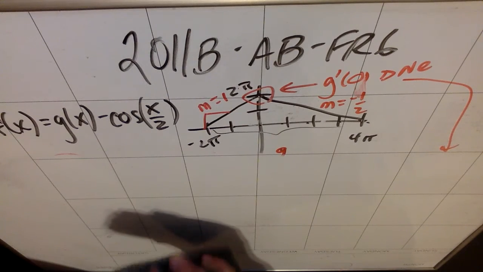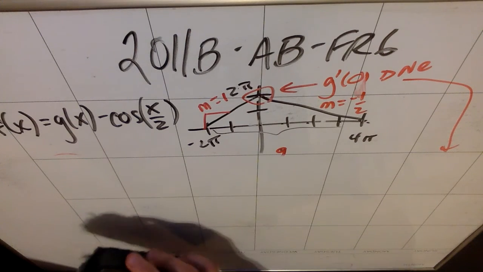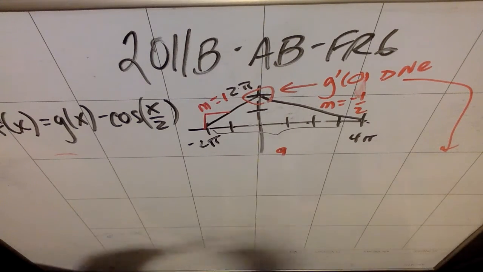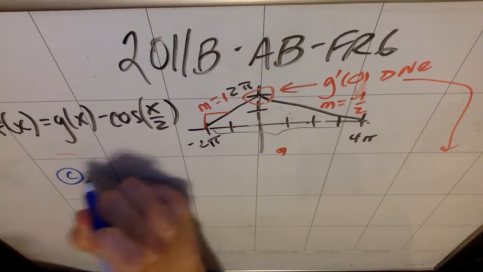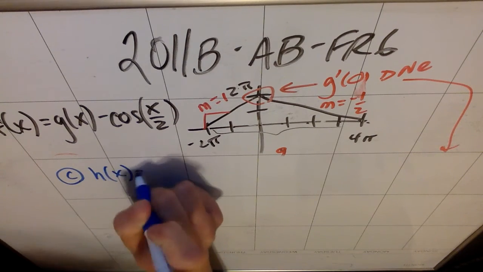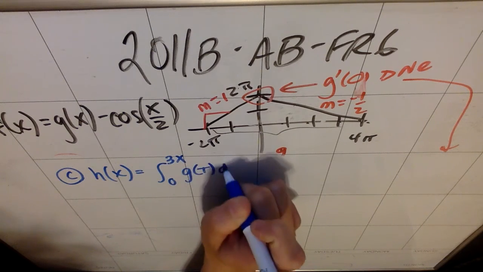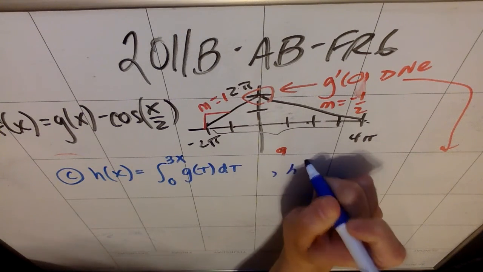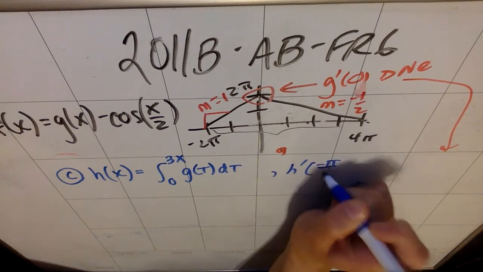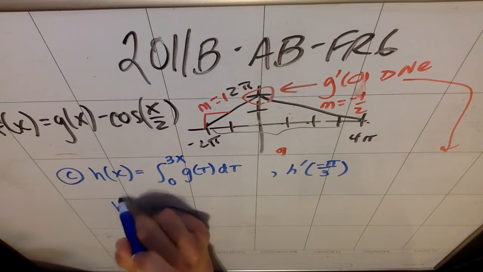Let h of x equal the integral from 0 to 3x of g of t dt. Find h prime of pi over 3. Okay, so for C, h of x equals the integral from 0 to 3x of g of t dt. They want h prime of negative pi over 3. So I need to find h prime first.